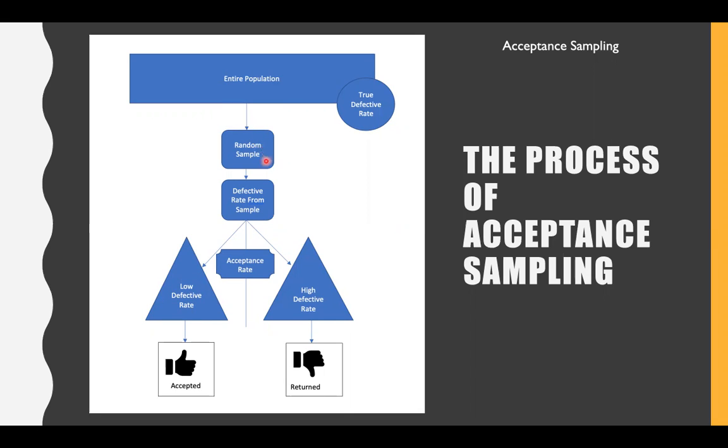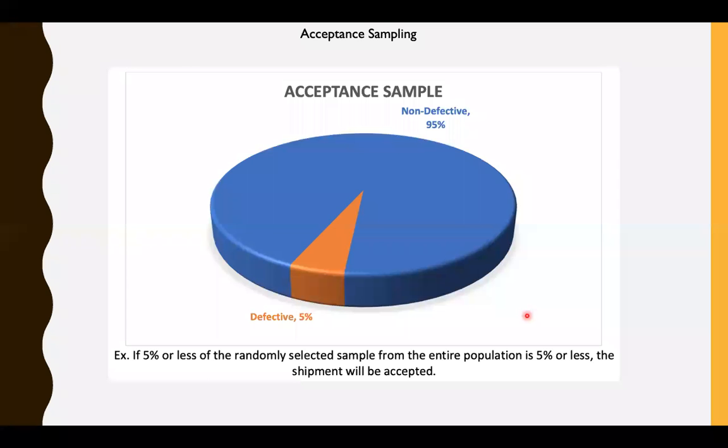So from that random sample, they would decide a defective rate that would either satisfy or not satisfy their standards. And if that defective rate was too high, they would simply return the entire shipment. And if it was low enough, they would simply accept it and use it to go to war with. Now, this is just a general idea of what exactly is going on. If the defective rate of the sample is low enough from the entire population, they'll go ahead and accept that shipment.